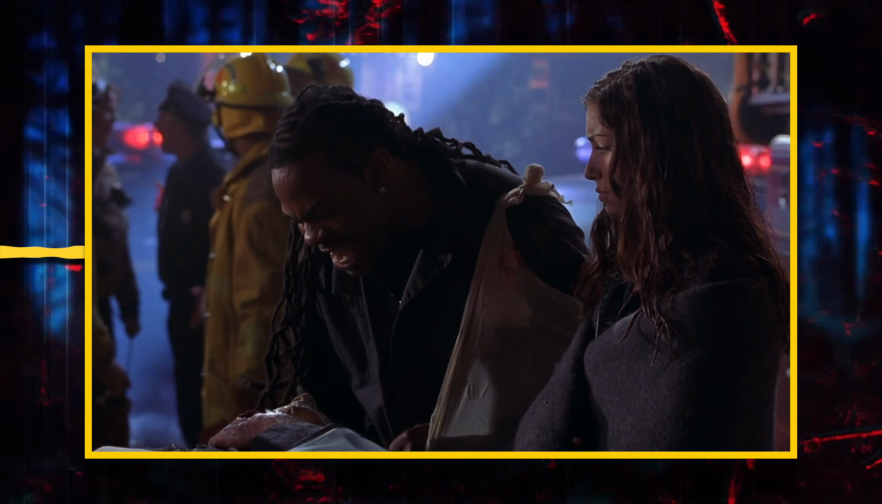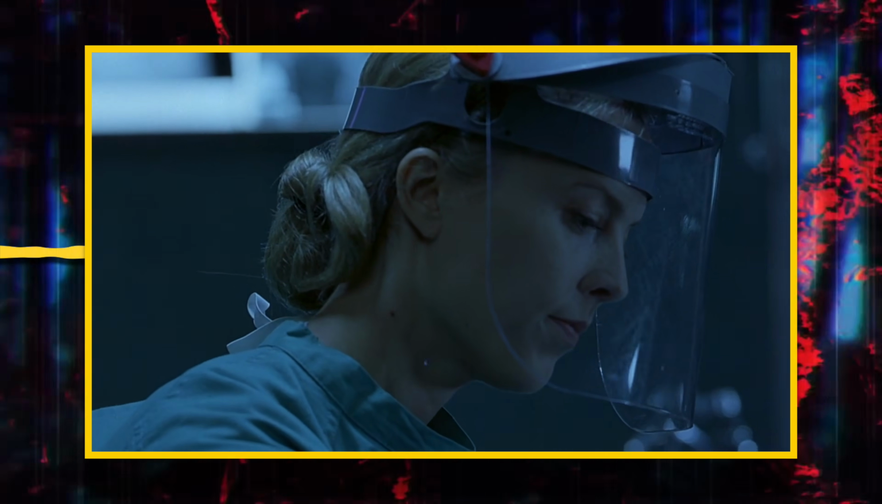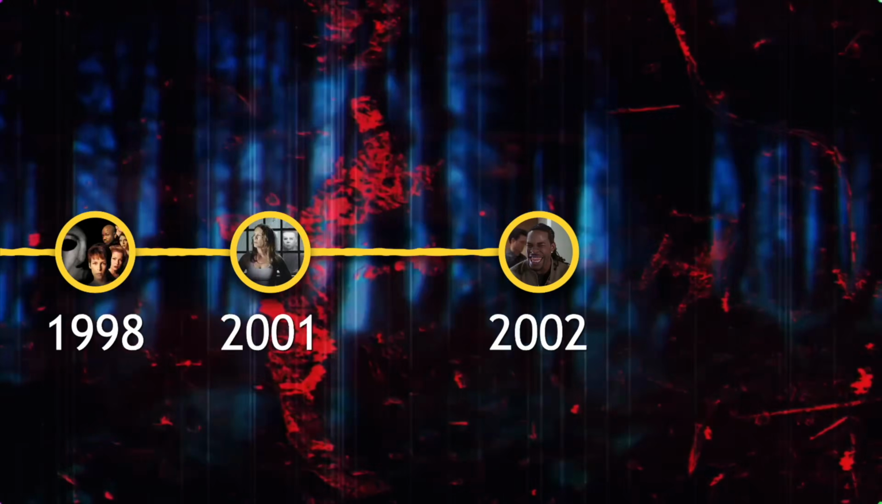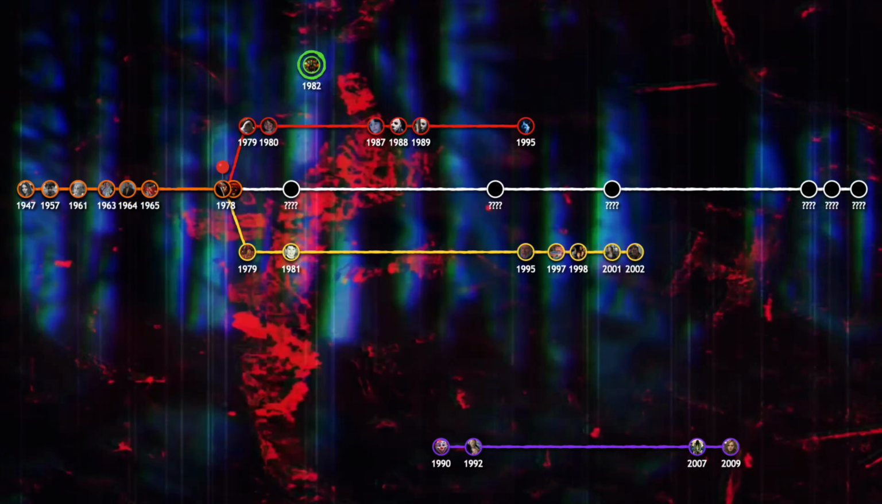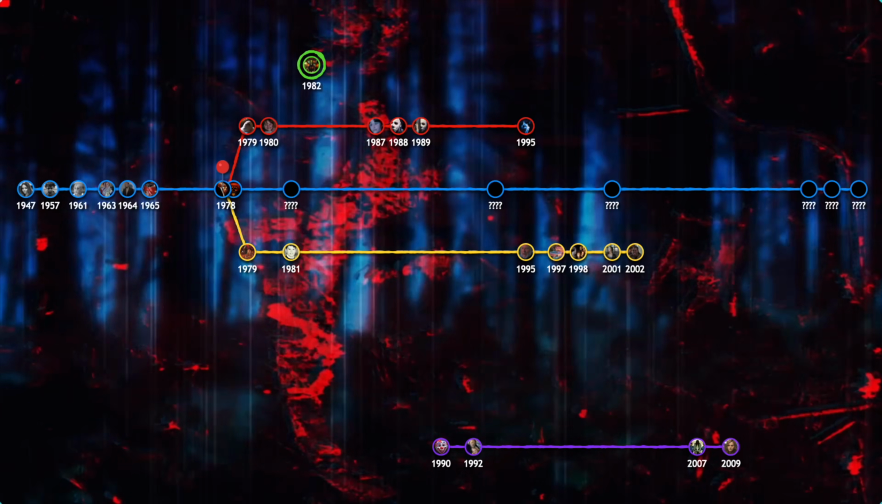Once again burnt to a crisp, his body is taken to the Haddonfield morgue, where this timeline abruptly ends as we see Michael's eyes opening up, indicating him to still be alive. Now, remember that pin we dropped earlier?